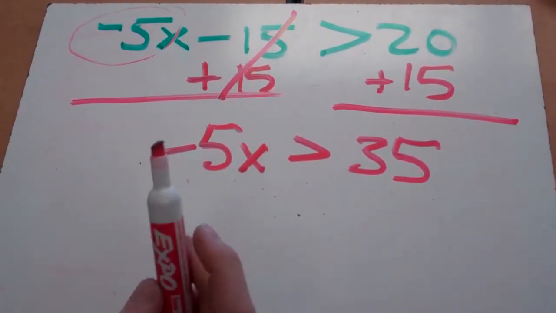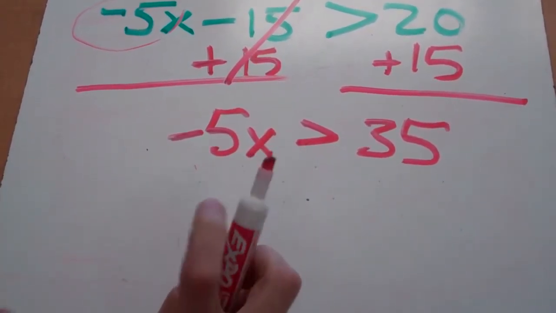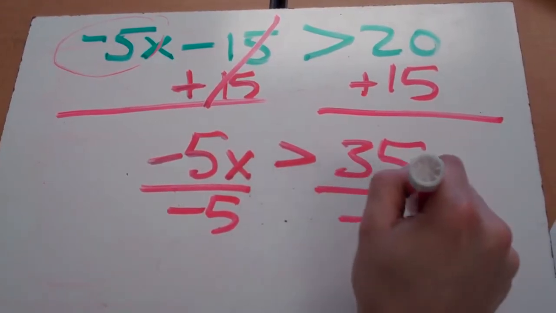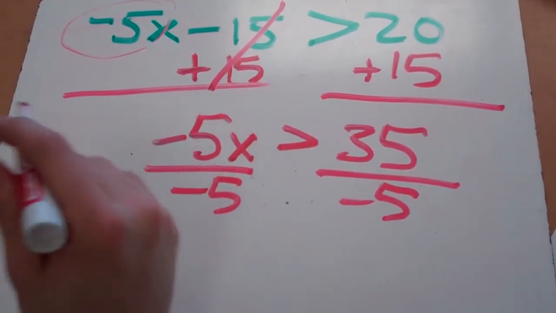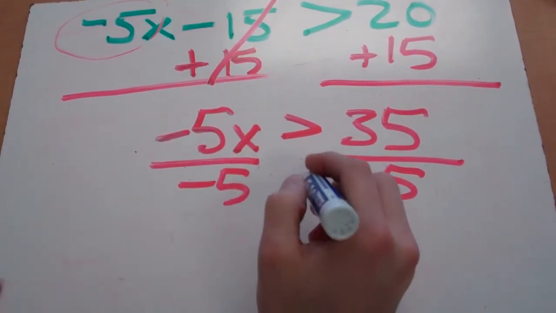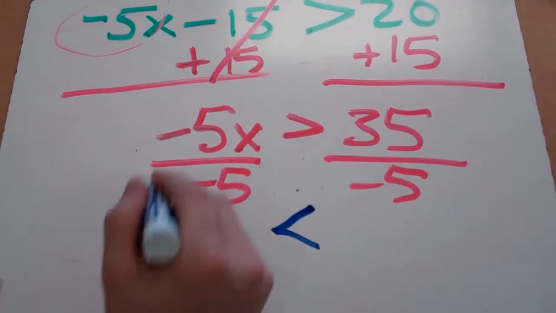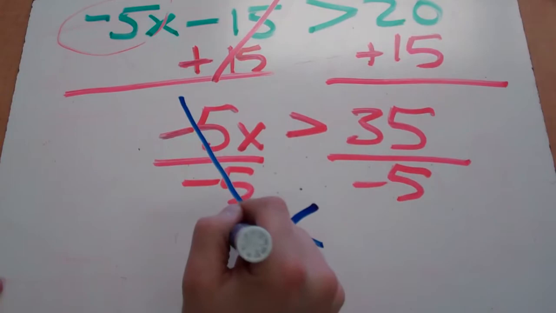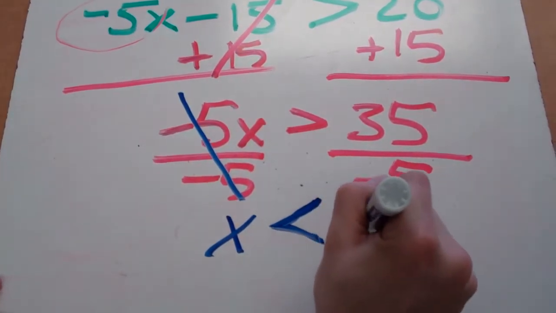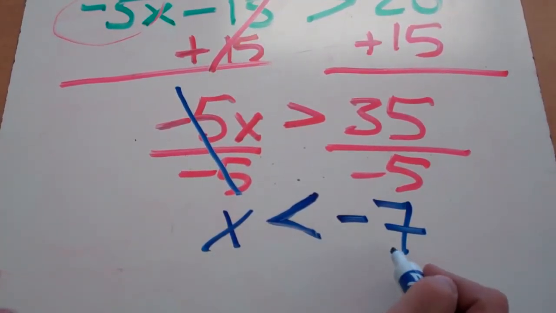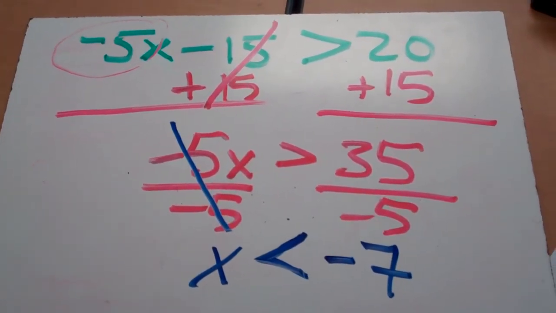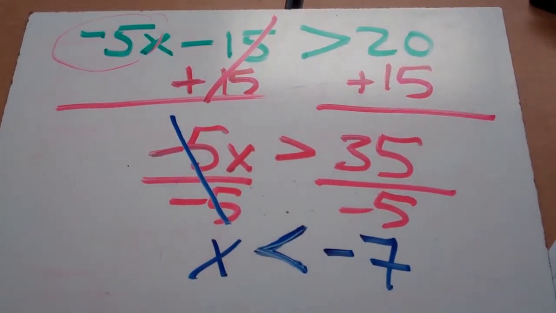Okay. Here, the only thing different is now we have a negative 5 times x. So to undo our negative 5 times x, we need to divide by negative 5 on both sides. The thing is, though, when we divide or multiply by a negative, our inequality has to flip. So now I write a new inequality. Negative 5 divided by negative 5 is 1, so I get x is less than 35 divided by negative 5, that's negative 7. x is now less than negative 7. So x could be negative 8, negative 9, negative 220 if it wanted. Any number less than negative 7.